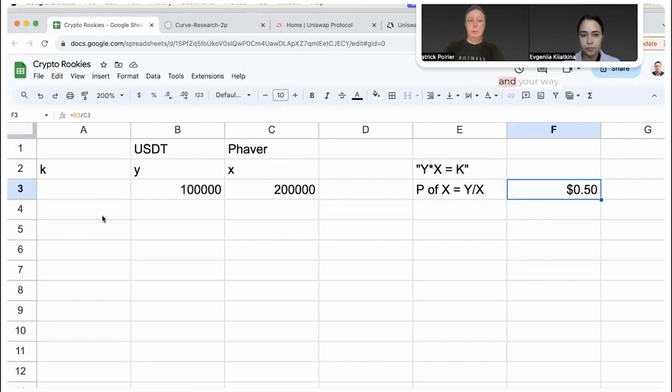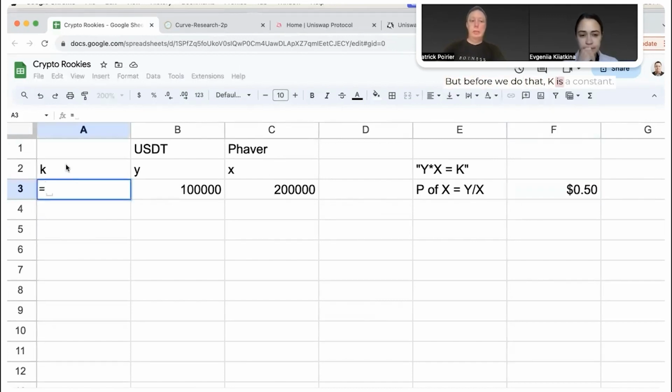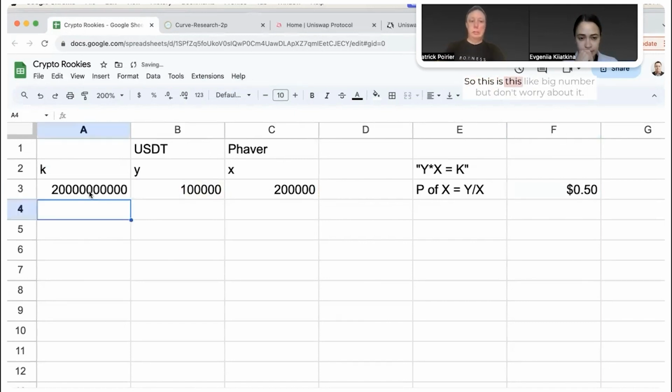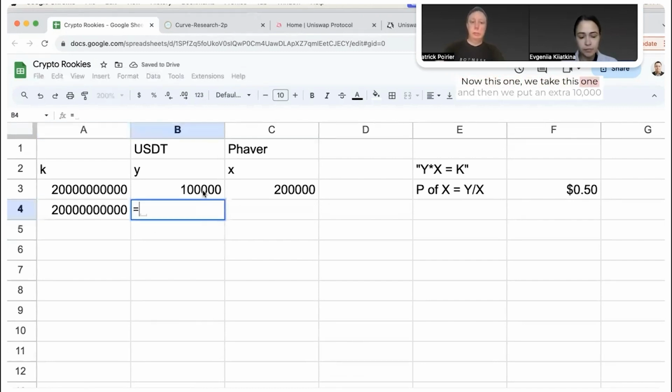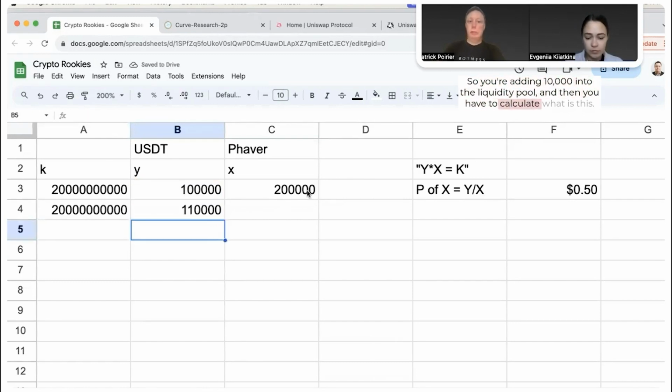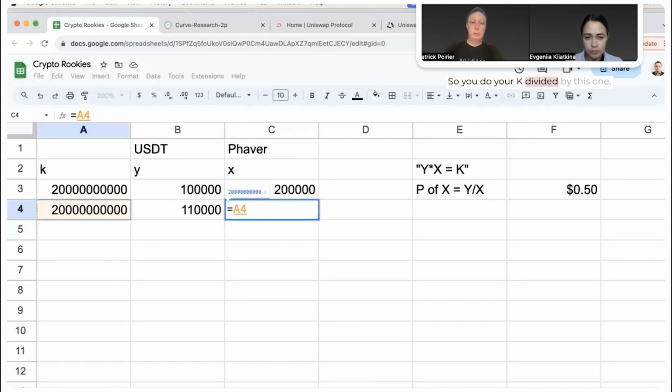Now let's say you're a new investor and you're the first one to go in and you want to buy Favor. Before we do that, K is a constant, and as we said, it's Y times X equals K. This is a big number, but don't worry about it. Whenever someone comes in and wants to buy, let's go for $10,000 of USDT to get a certain amount of Favor, your K has to remain constant. So we copy it, and we take this one and add an extra $10,000, because you're adding $10,000 into the liquidity pool. Then you have to calculate the other side: you do your K divided by this one.